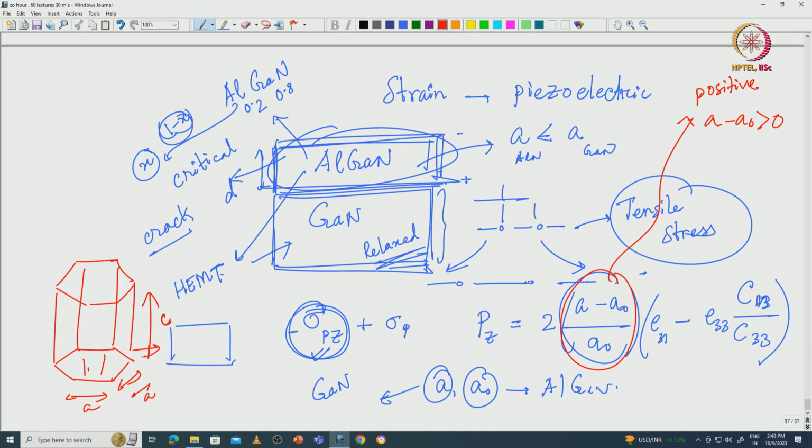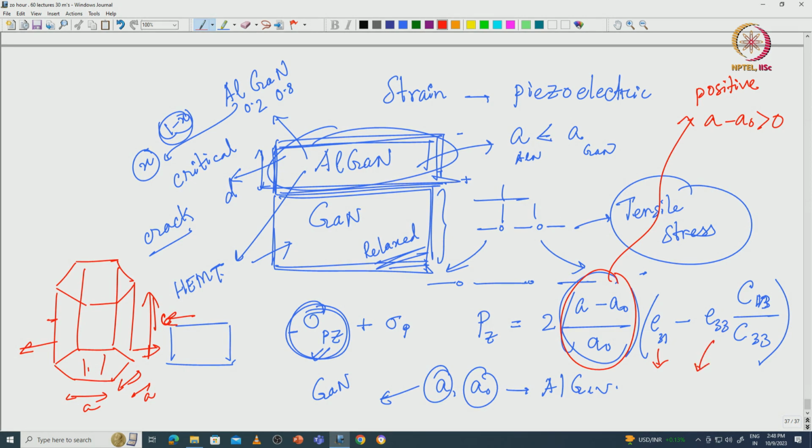Essentially, when you stretch it apart, the C will also shrink or expand. If you are pulling it out, then C will reduce. If you are pushing this in, then the C will increase. But we do not keep C in this expression, we only talk about A, because A is the lattice constant in the lateral direction. Now, E31 and E33, what are they, right?